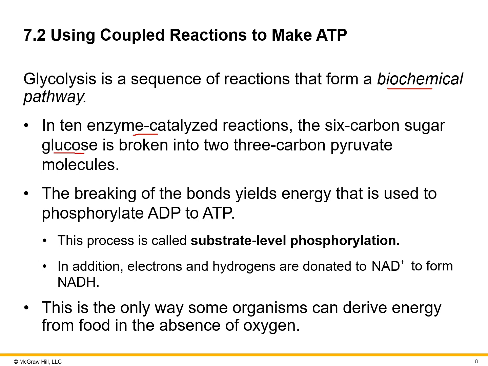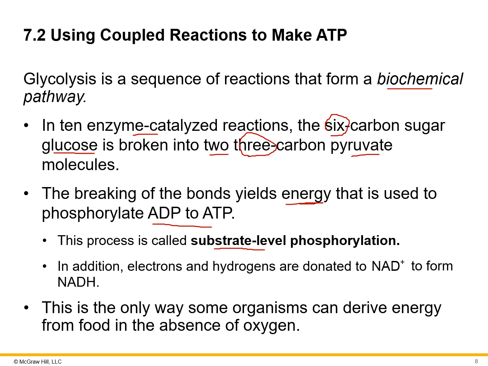But ultimately, the glucose, which has 6 carbons in it, gets split in half or broken down into 2 3-carbon molecules called pyruvate. So the breaking of those bonds is what produces the energy, and that energy is used to convert ADP to ATP. And the process of making ATP this way is called substrate level phosphorylation, where the phosphate is just given from one molecule to ADP to make ATP. We'll talk about oxidative phosphorylation in just a minute.